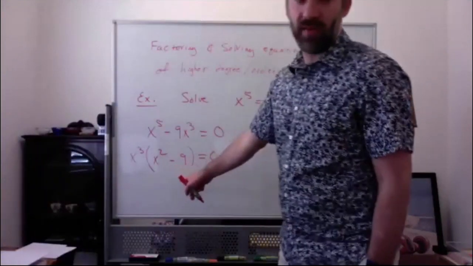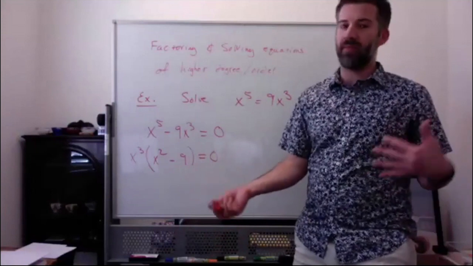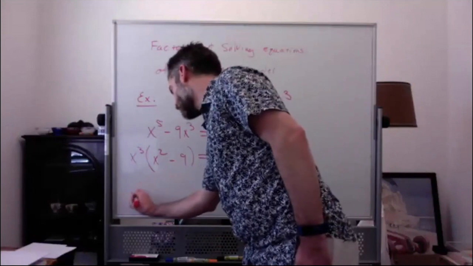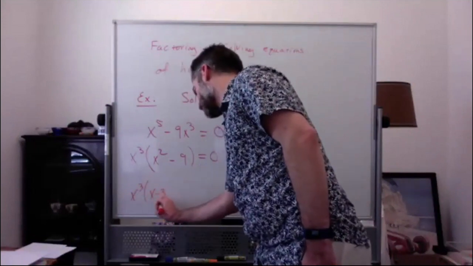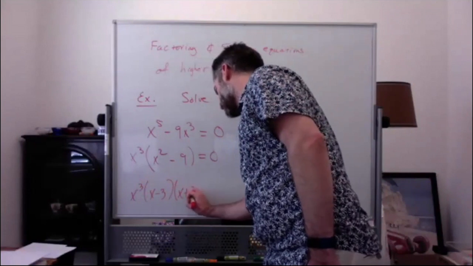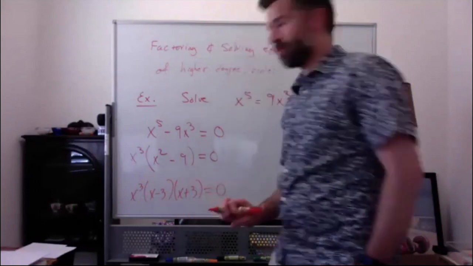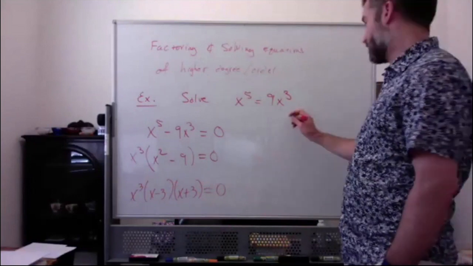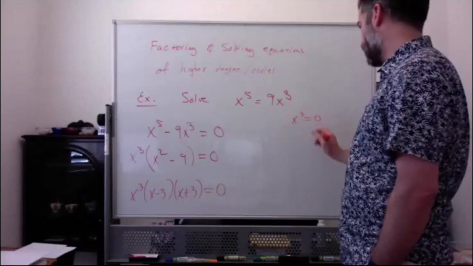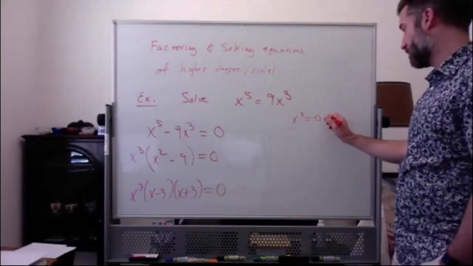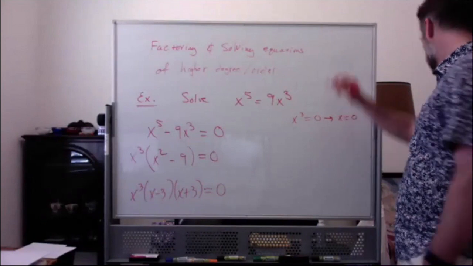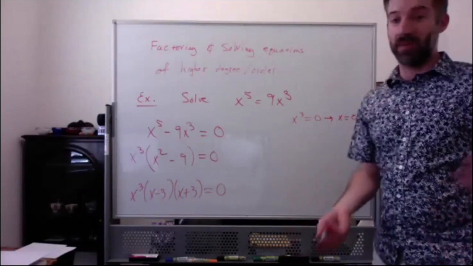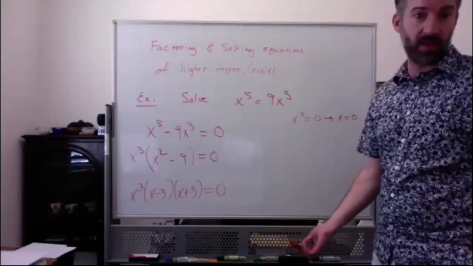And then at this point, I think you have a couple of choices. If we wanted to factor it as much as possible, we should keep factoring. So this part here factors as x minus 3 times x plus 3. You could also, at this point, just set each part equal to 0. You could set x cubed equal to 0 and take the cube root of both sides and get x equal to 0. When you have x to a positive power equal to 0, you're always going to get 0 as an answer.